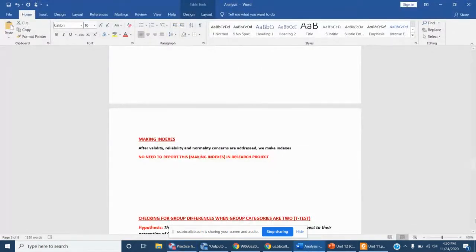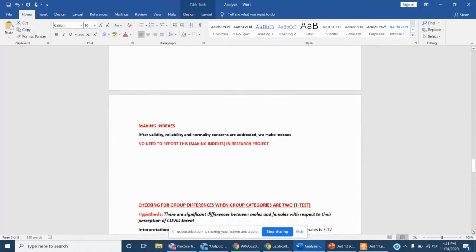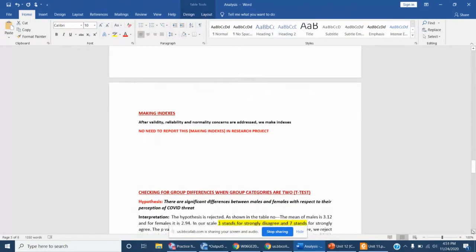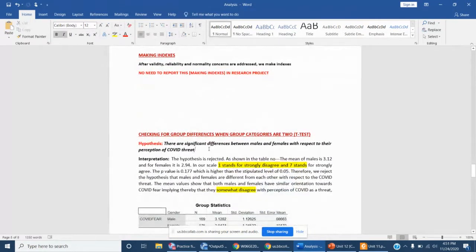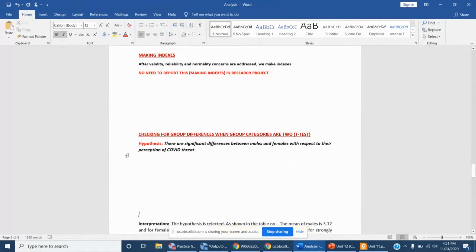For instance, let me just show you a hypothesis. These hypotheses are answered by a t-test. The hypothesis is: there are significant differences between males and females with respect to their perception of COVID threat. So if gender is a relevant variable and you are answering this particular hypothesis, then you need to use a t-test. Otherwise you don't need to use a t-test.